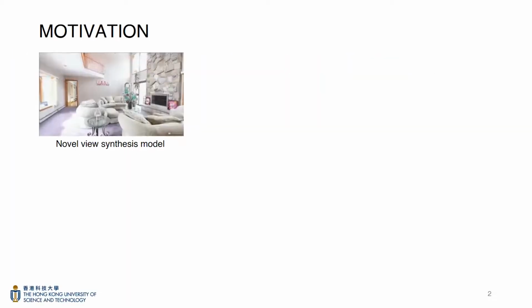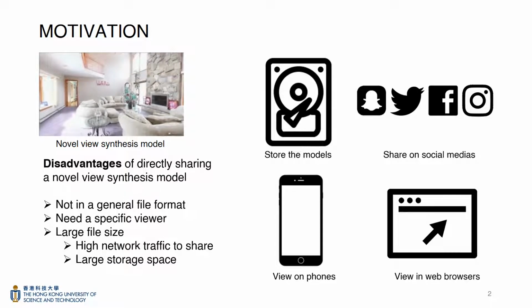Novel view synthesis allows users to view a photo in 3D from different viewpoints, which creates a more immersive experience than a 2D image. However, usually the novel view synthesis models are large in file size and need a specific viewer to view them. Thus, it is expensive in network traffic to share them on social media, and they cannot be viewed by a general user with a regular phone or web browser. Besides, a large amount of storage space is demanded to save them.